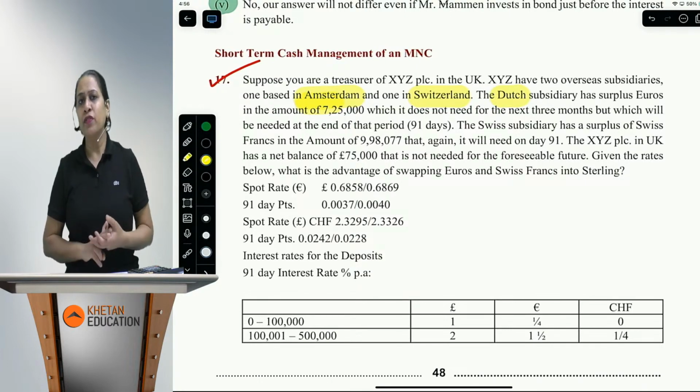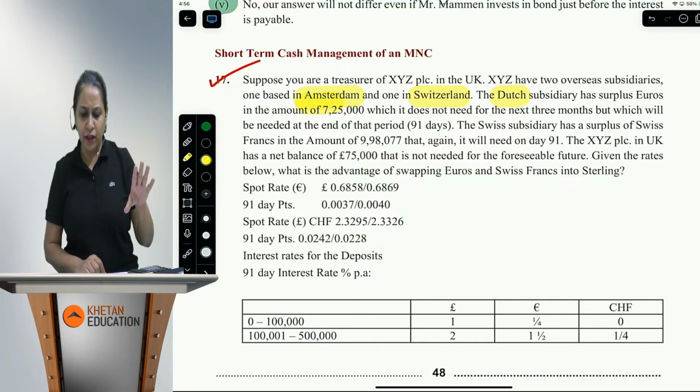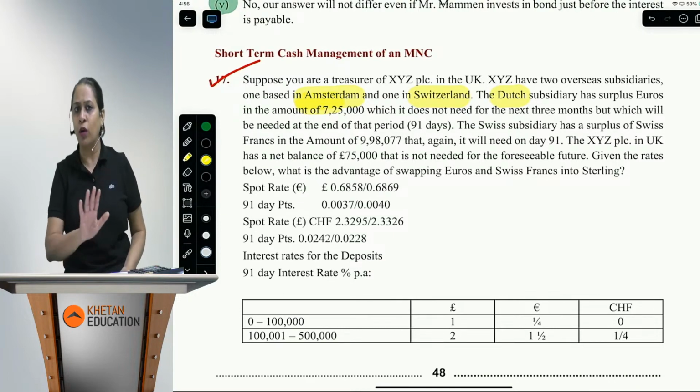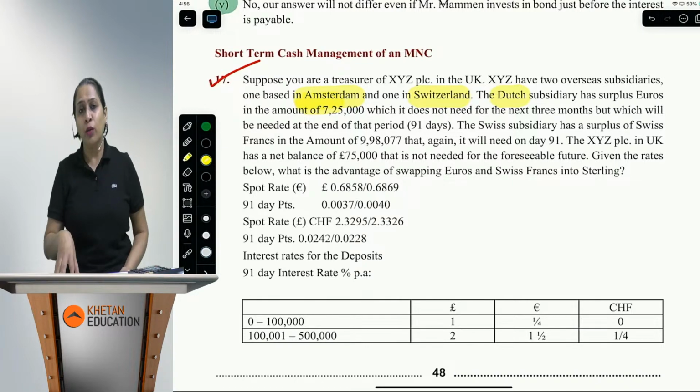And you have two subsidiaries. You have surplus in euro and you have surplus in CHF because you have two subsidiaries. And your pound is also surplus. So basically all of the three are in surplus. So you have to compute two answers. One answer would be that you will allow each one of them to convert their amounts immediately into pound, take a total and invest in pound only. So that you get one answer.